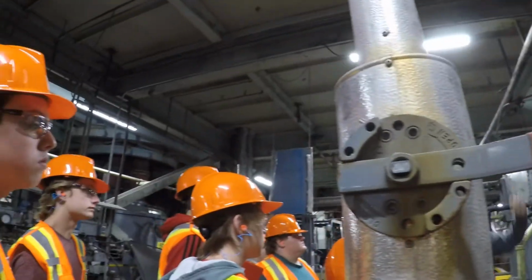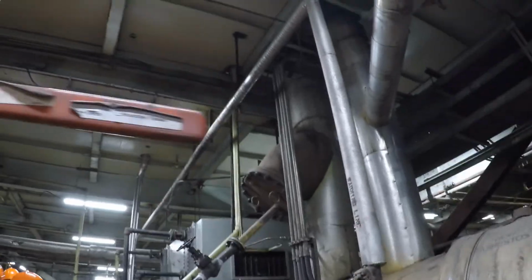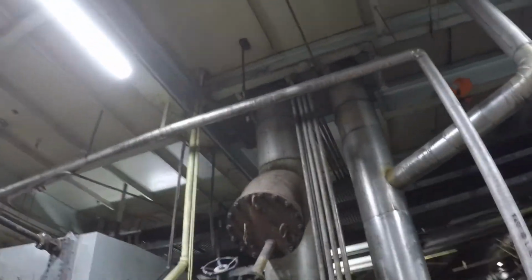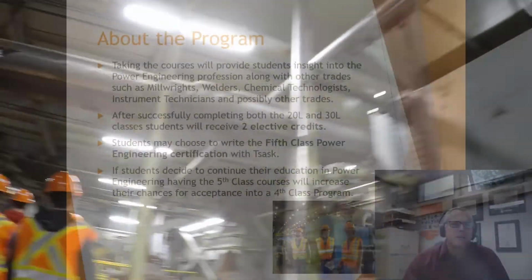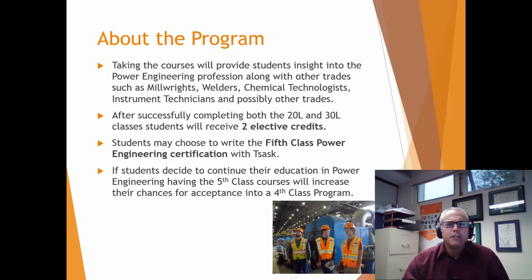So about the program itself. Taking the course provides students insights into the power engineering profession along with other trades such as millwrights, welders, chemical technologists, instrument technicians, and possibly other trades like electricians. After successfully completing both the 20 and 30 level classes, you'll receive 2 elective credits towards graduation, which is always good. And some students choose to write their 5th class power engineering certification with TSASC.